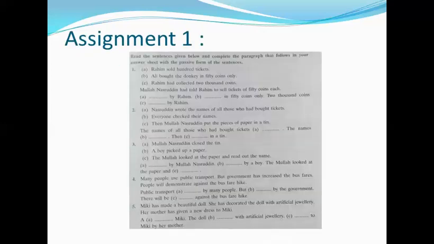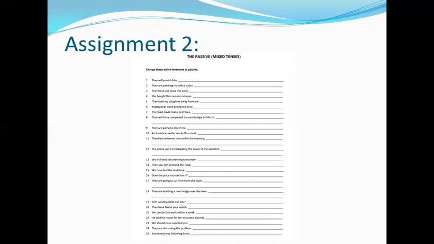Here is assignment 1, in which some sentences are given and you have to fill in the passive verbs in these sentences. In assignment 2, there are mixed sentences which you have to change into the passive voice. I think if you do these assignments, you will find yourself comfortable with the chapter.